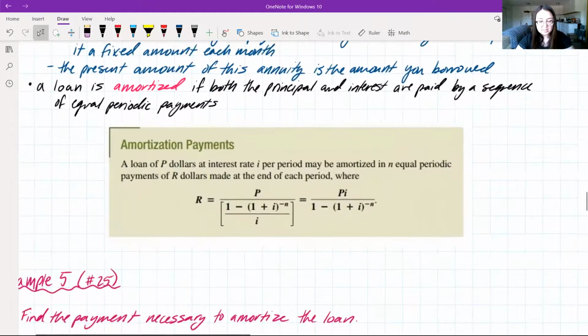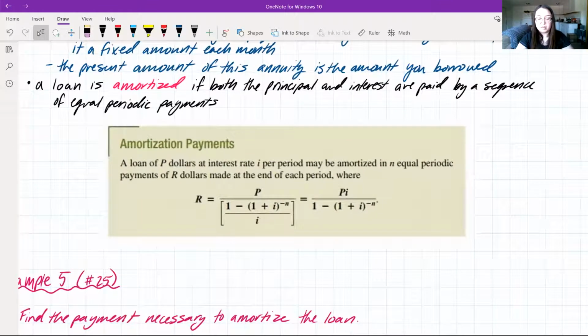So we have our amortization payment. We know a loan of P dollars at interest rate I per period may be amortized in N equal periodic payments of R dollars made at the end of each period. So this is the end of each period. We're paying at the end of the period.